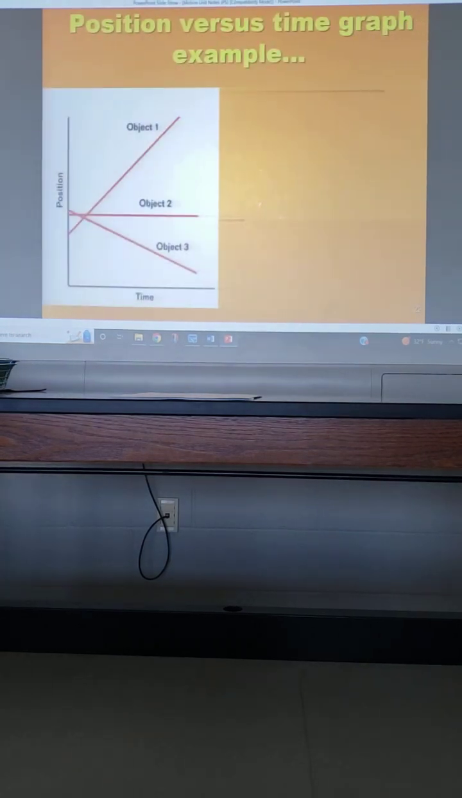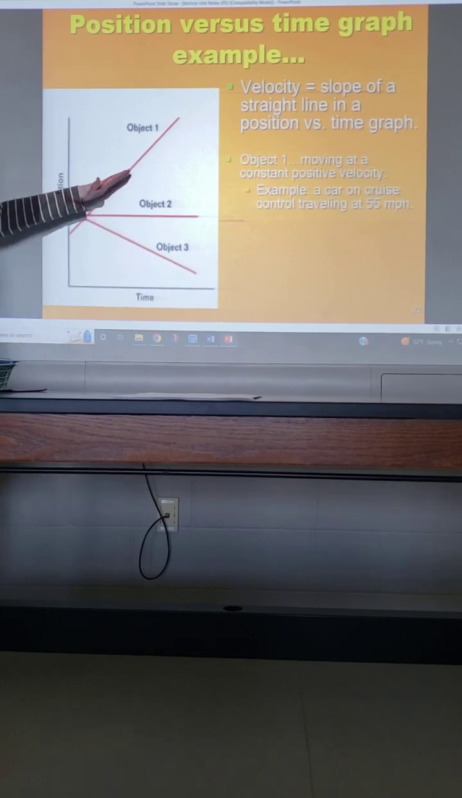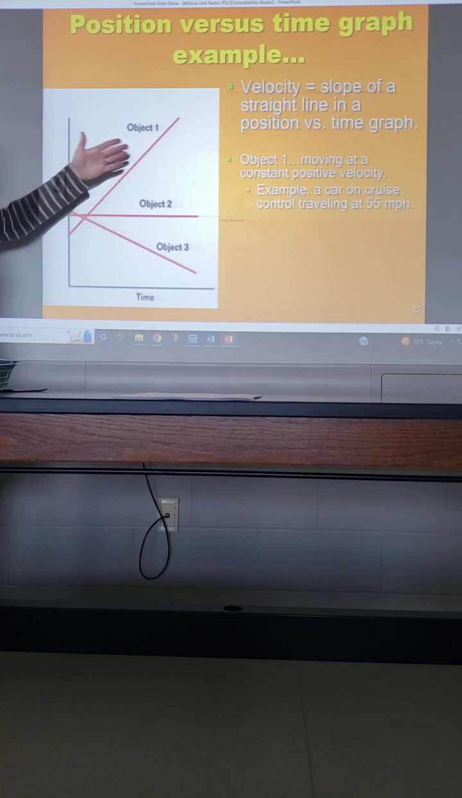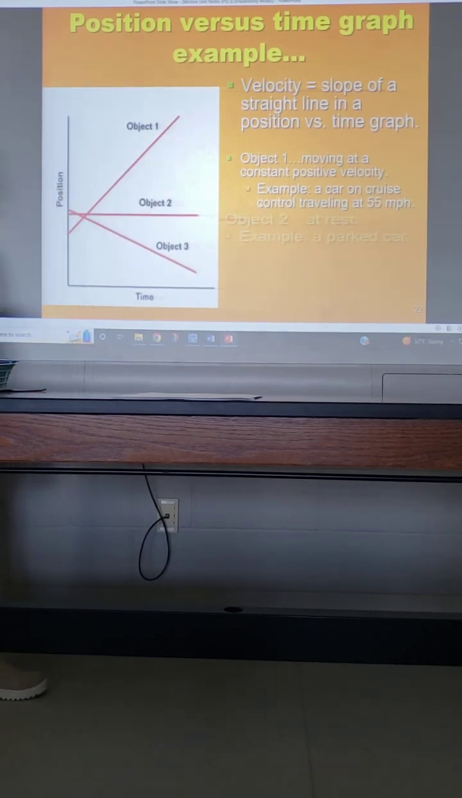So, here are our examples. If we're dealing with position versus time, the lines are showing us velocity, and we know that a straight line is going to be constant. That's like cruise control. So we see here object 1 is moving at a constant positive because it's pointing up, and because it's straight, we know it's constant. So cruise control at 55 miles per hour, for example.